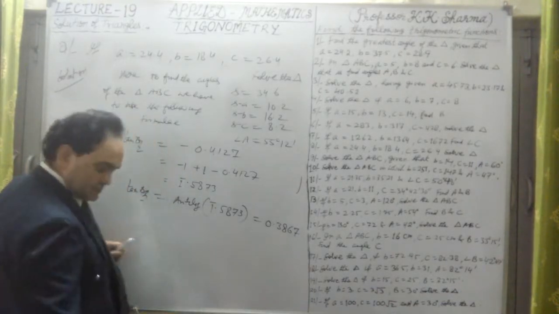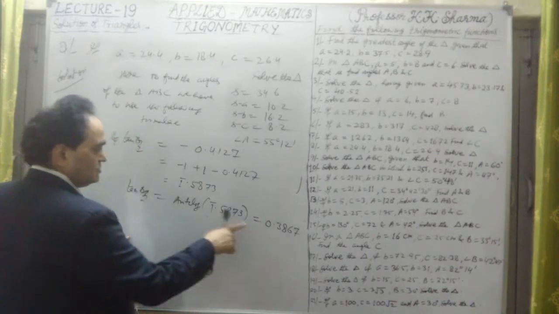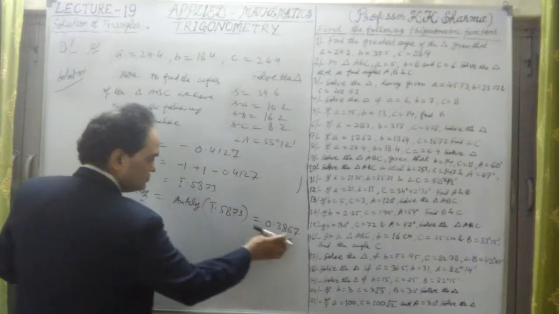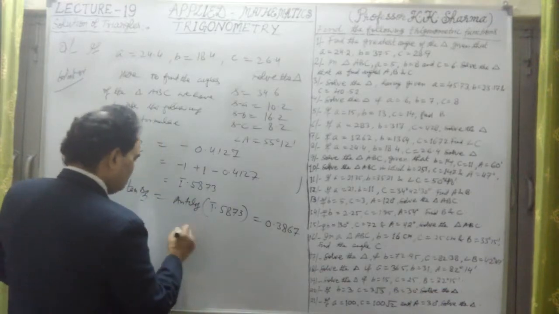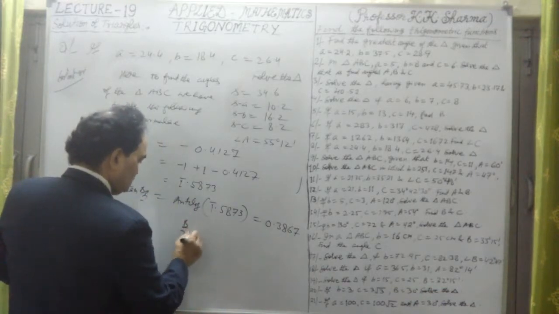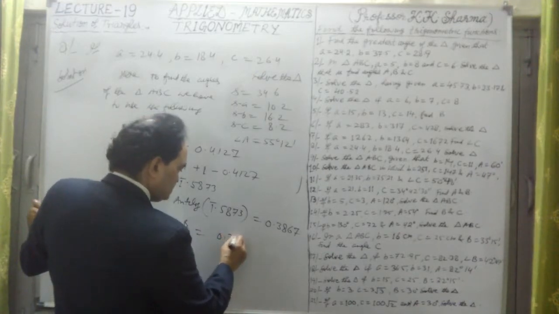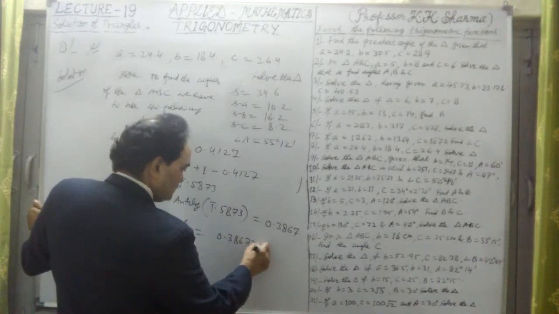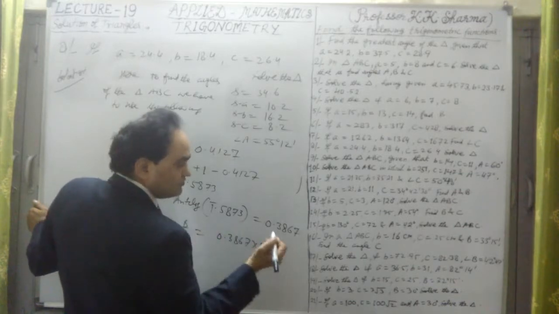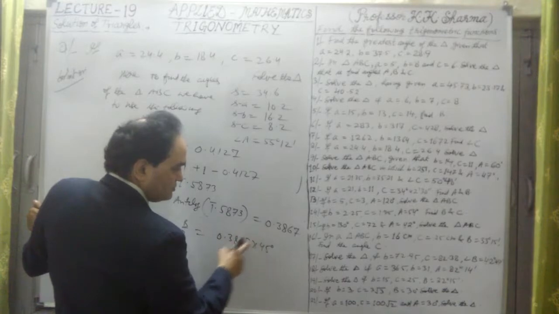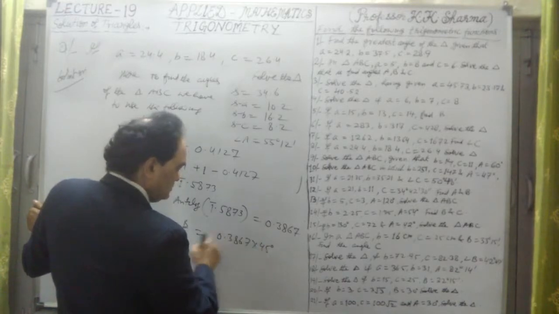Again, let us find further this value. Therefore, tan of this angle B by 2 is equal to this. Then what is the value of B by 2? B by 2 will be equal to 0.3867 into 45 degrees, because tan 45 degrees equals 1. This value will therefore be almost 45.1 into this.